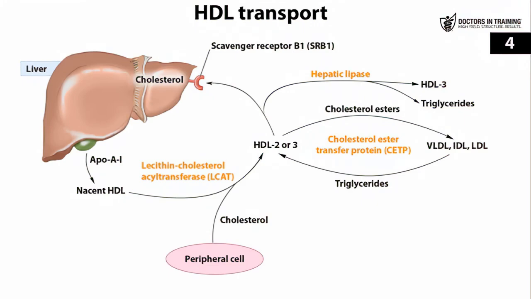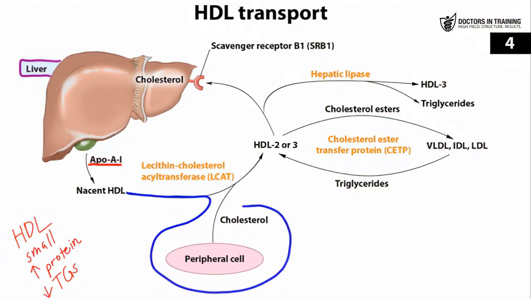Now let's talk about the HDL particle. So HDL is produced by the liver and contains the ApoA1 apolipoprotein. Now recall that our other particles had ApoBs like ApoB48 and ApoB100. HDL is a very small particle. It contains more protein and very little triglyceride. The purpose of HDL is to scoop up cholesterol from the periphery and then return it back to the liver, primarily.